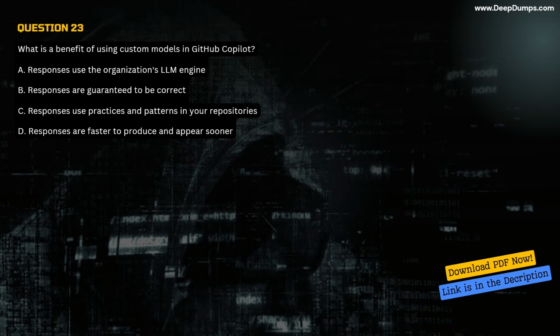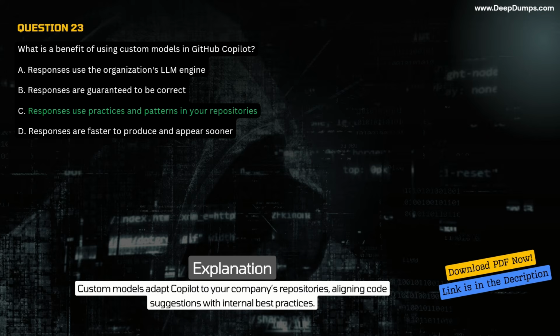Question 23. What is the benefit of using custom models in GitHub Copilot? A. Responses use the organization's LLM engine. B. Responses are guaranteed to be correct. C. Responses use practices and patterns in your repositories. D. Responses are faster to produce and appear sooner. Correct answer, C. Responses use practices and patterns in your repositories. Explanation. Custom models adapt Copilot to your company's repositories, aligning code suggestions with internal best practices.